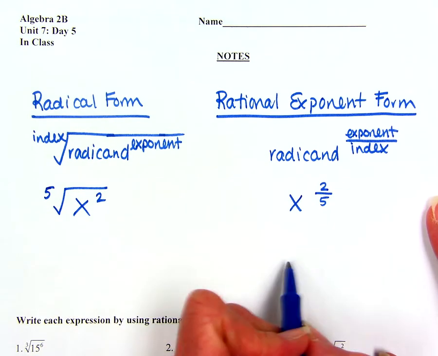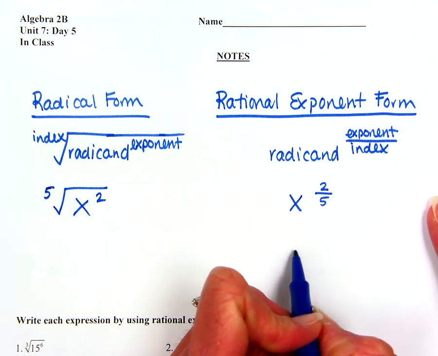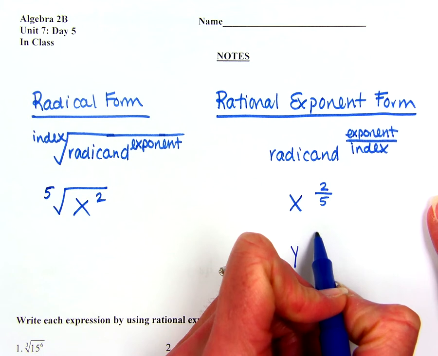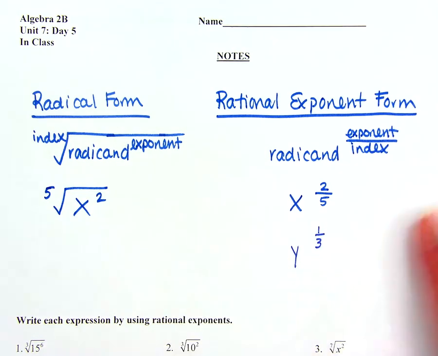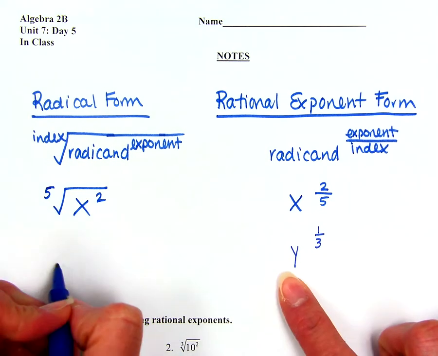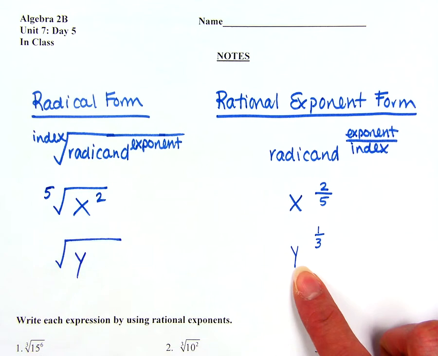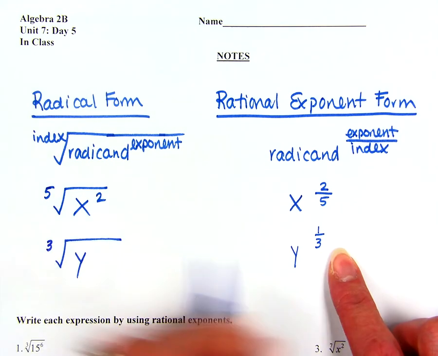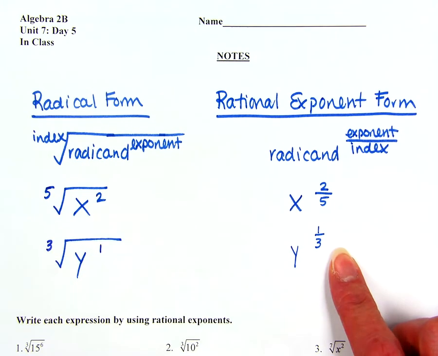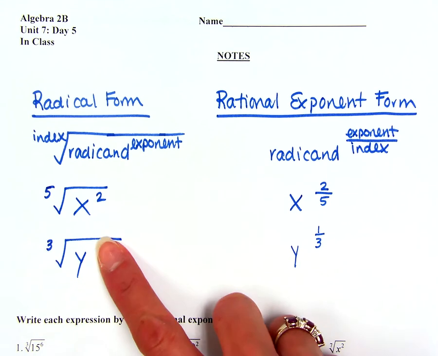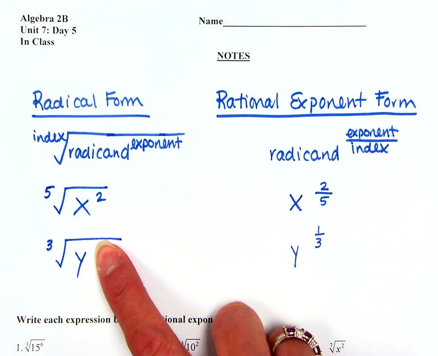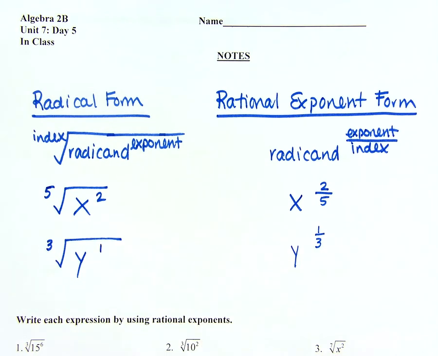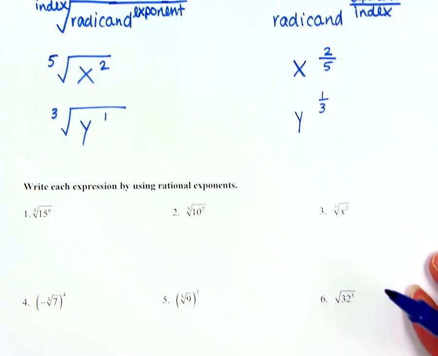If you have it the other way around, let's say that you have y to the 1/3 power, this can be rewritten as y is my radicand, and then this 3 in the denominator becomes your index, and this 1 over here, that's your exponent. So it's the cube root of y, and you technically don't need the 1 because anything raised to the first power is just itself. So you're just going to convert to the other form in these problems.